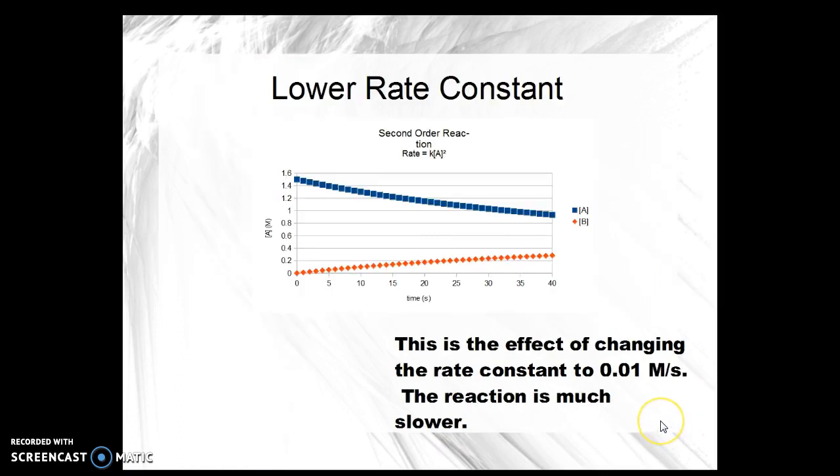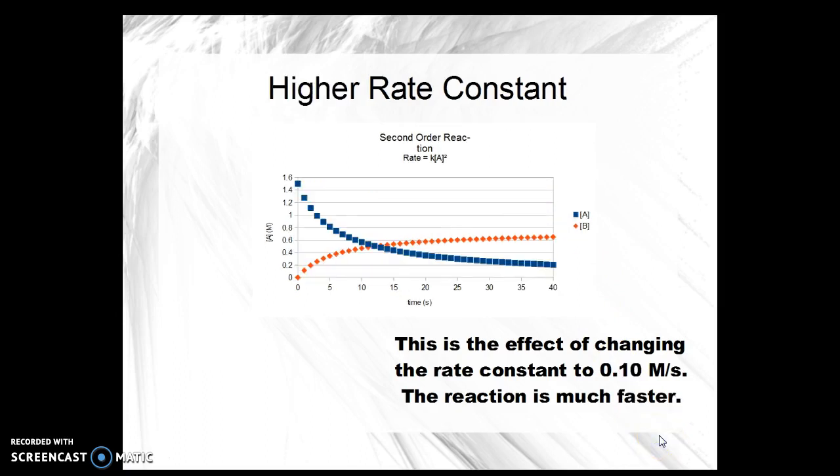If we reduce the rate constant, we slow the reaction down, but we get the same difference in the shape. This is not a mirror image of the decay curve. And if we increase the rate constant to 0.1, we see the same kind of thing happening. We get a very steep decay in A and a somewhat more rapid increase of B, but again, this is not a mirror image of A.